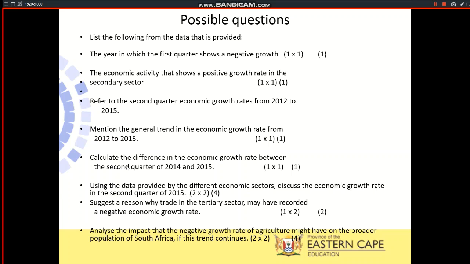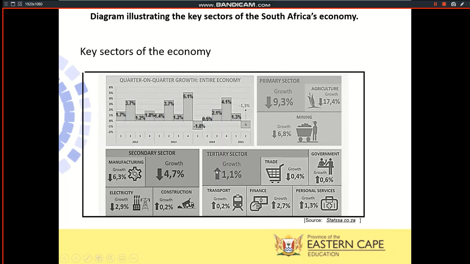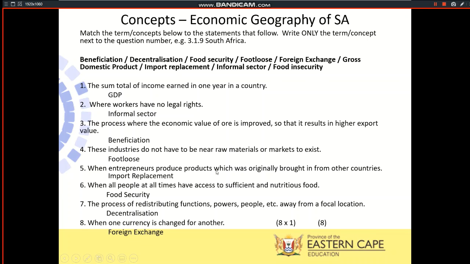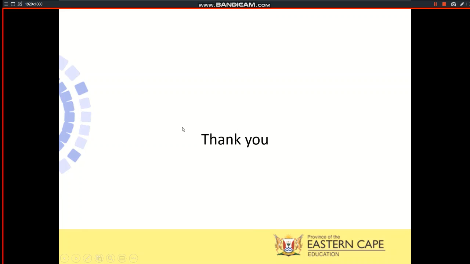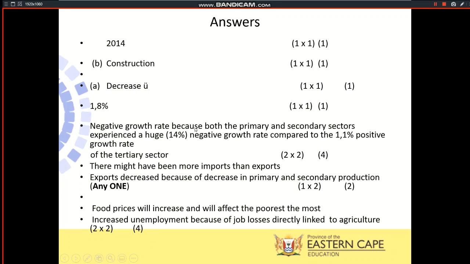Then it says, refer to the second quarter economic growths from 2012 to 2015. Mention the general trend in the economic growth from 2012 to 2015. If you look at this, it will tell you the following: negative growth, because both the primary and the secondary sectors experienced a huge 14% negative growth compared to the 1.1% positive growth rate of the tertiary sector.